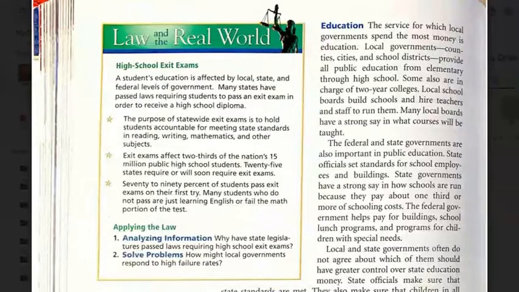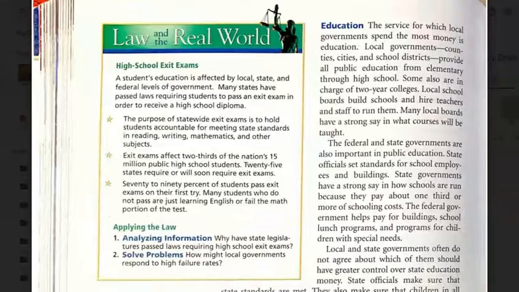Local governments, counties, cities, and school districts provide all public education from elementary through high school. Some also are in charge of two-year colleges. Local school boards build schools and hire teachers and staff to run them. Many local boards have a strong say in what courses will be taught.